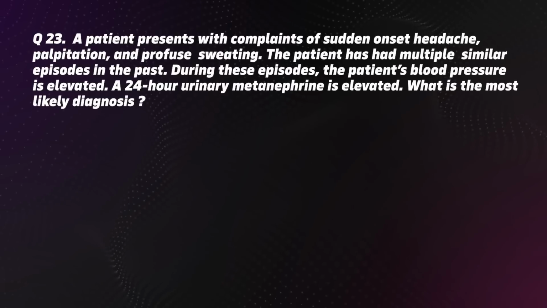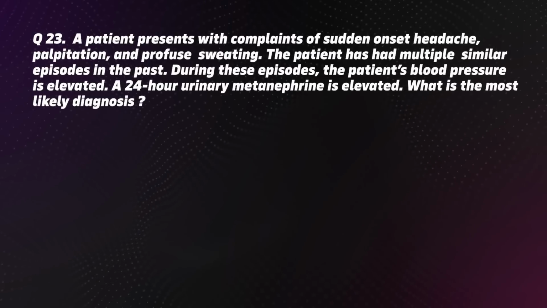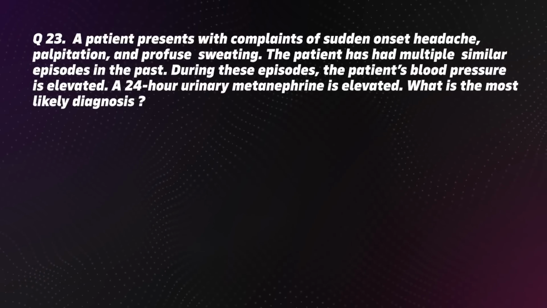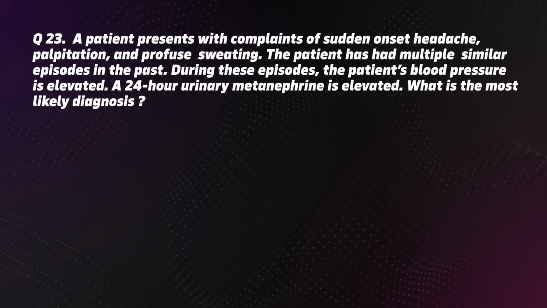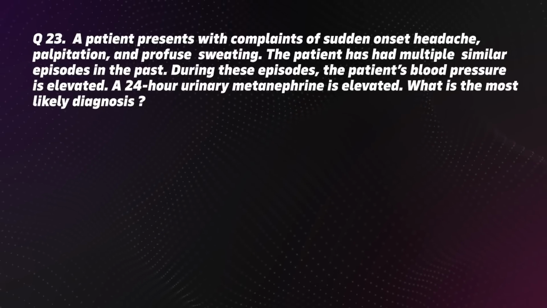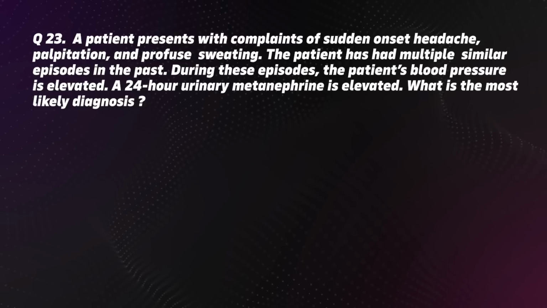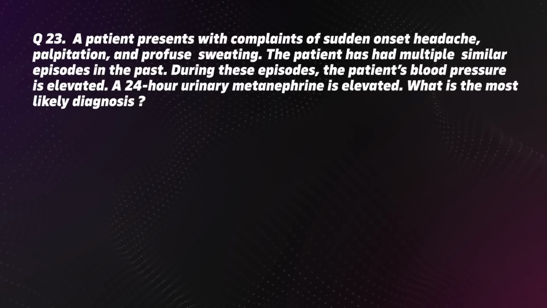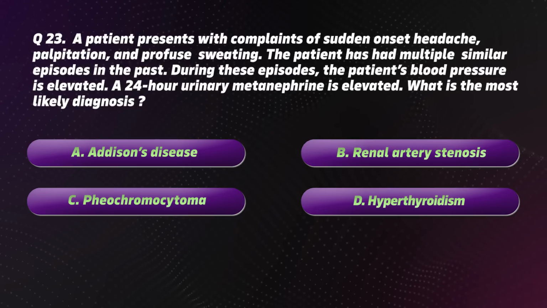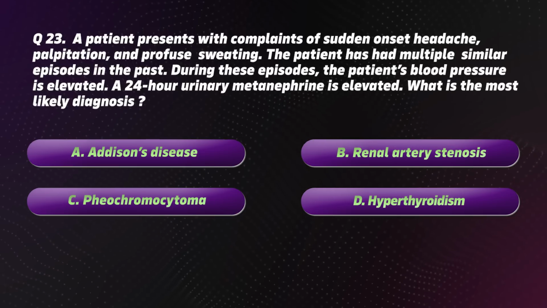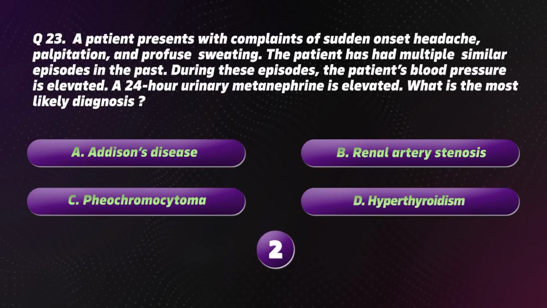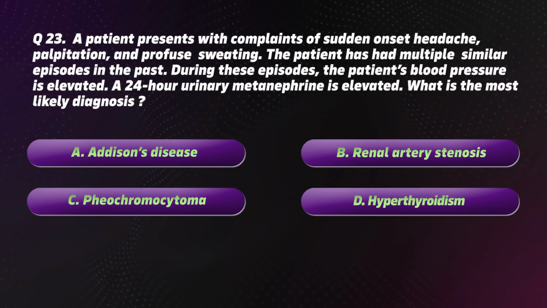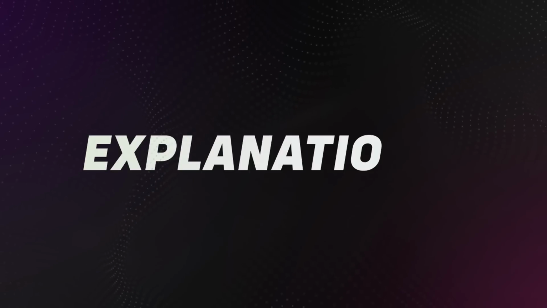Question 23. A patient presents with complaints of sudden onset headache, palpitation, and profuse sweating. The patient has had multiple similar episodes in the past. During these episodes, the patient's blood pressure is elevated. A 24-hour urinary metanephrine is elevated. What is the most likely diagnosis? Here are the options. A. Addison's disease. B. Renal artery stenosis. C. Pheochromocytoma. D. Hyperthyroidism. And the correct option is C. Pheochromocytoma. Here is the explanation.